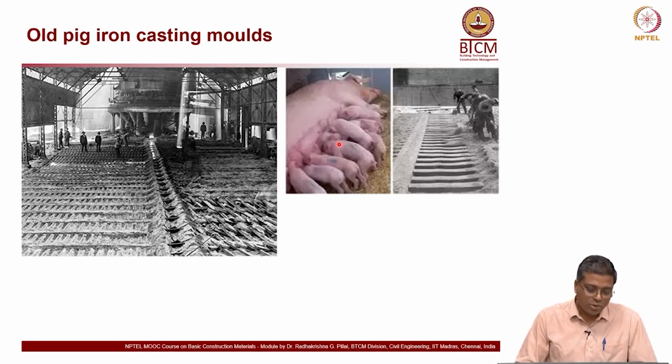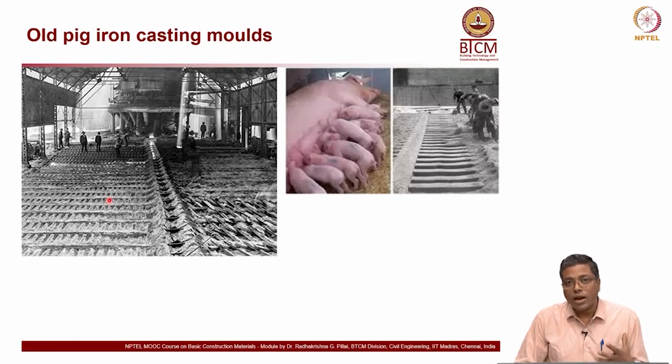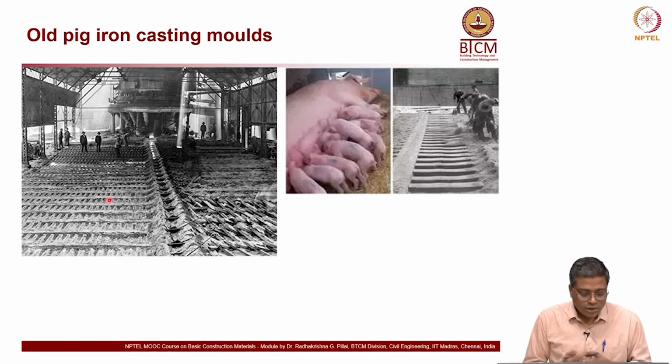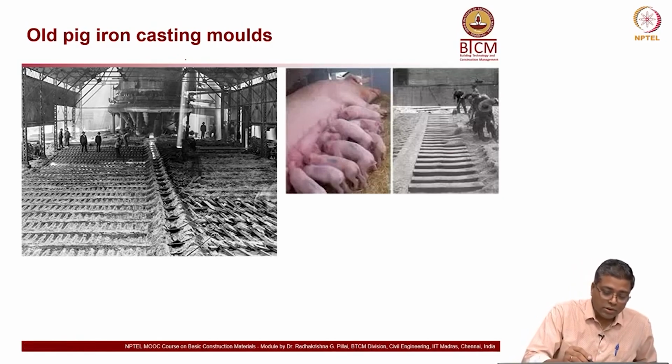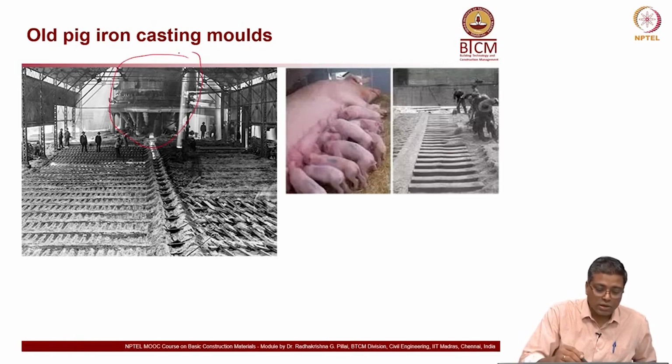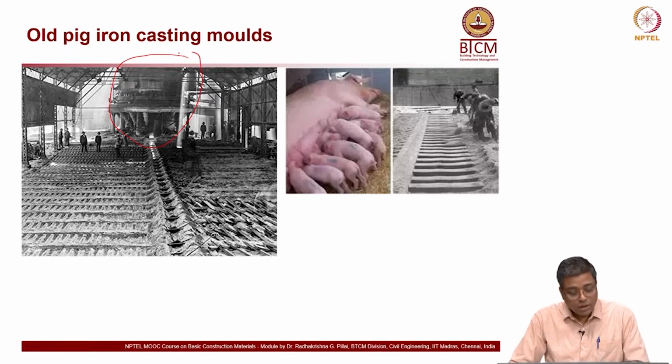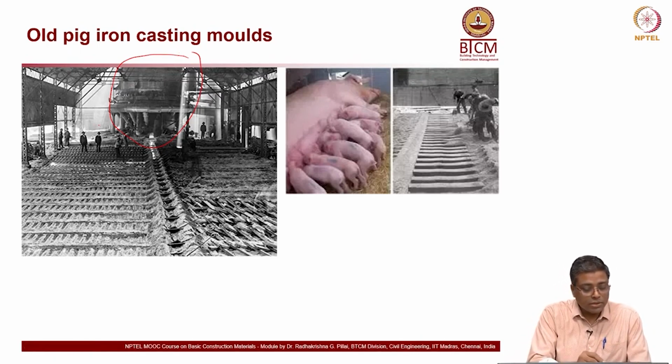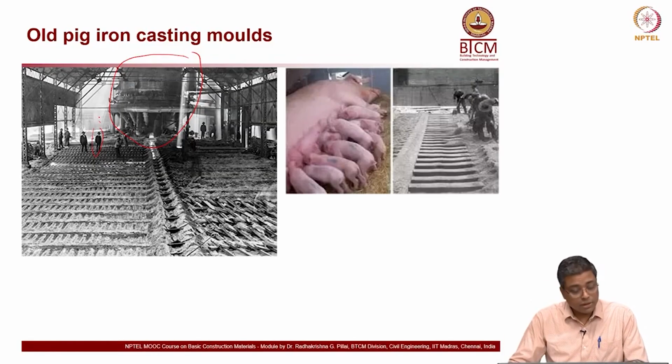There is also another story by which they say that the face of the very old pig iron molds look like the face of a pig. Okay. I do not have that photograph here, but if you read on the internet, you will find that these are the stories behind the name pig iron. Now, you can also see how big the furnace looks here. You can see the large size, and you can compare that with the size of the human beings or people standing there.